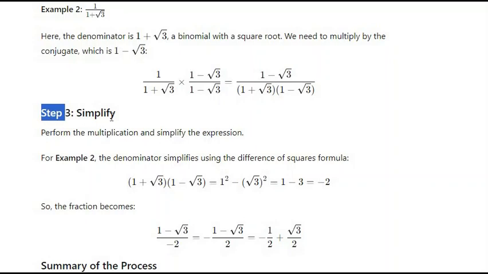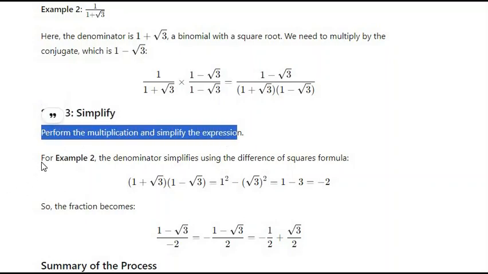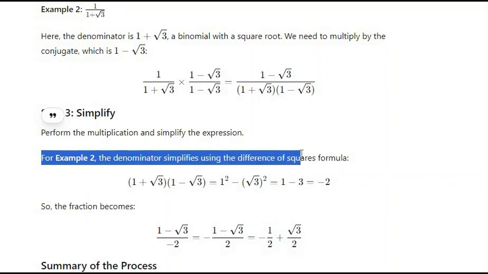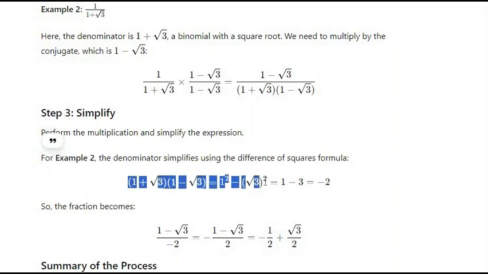Step 3: Simplify. Perform the multiplication and simplify the expression. For example 2, the denominator simplifies using the difference of squares formula. 1 plus square root of 3 times 1 minus square root of 3 equals 1 squared minus square root of 3 squared, which equals 1 minus 3, which equals minus 2. So the fraction becomes 1 minus square root of 3 over minus 2, which equals negative 1 over 2 plus square root of 3 over 2.